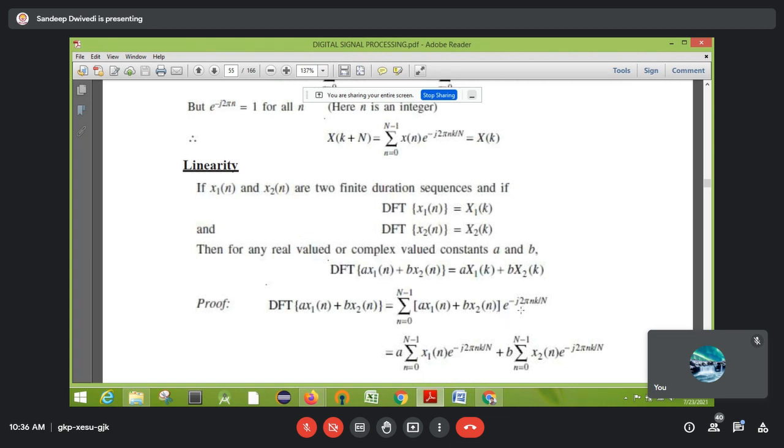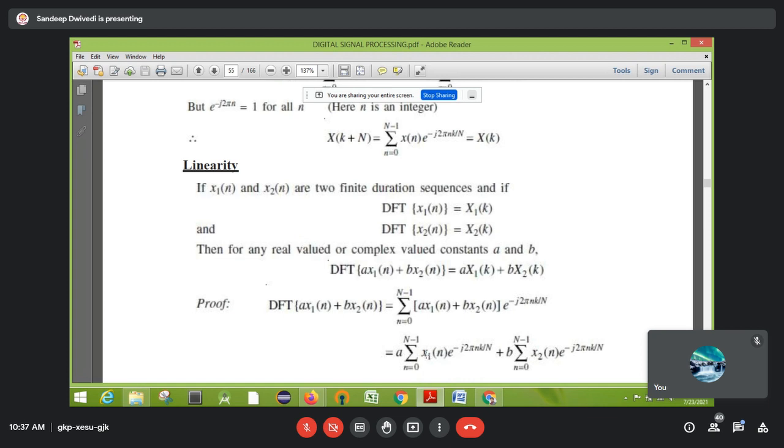Now you can solve this summation. You can take this inside, and a is an arbitrary constant, so you can take it outside. So this will be a times summation n equals 0 to capital N minus 1 of x1 of n times e raised to power minus j 2 pi kn upon capital N, then plus b x2 of n, again multiplied with e raised to power minus j 2 pi kn upon capital N. This entire thing is nothing but the formula of the DFT.